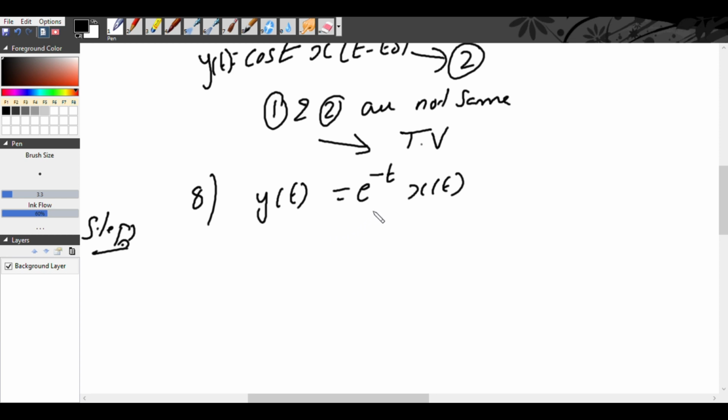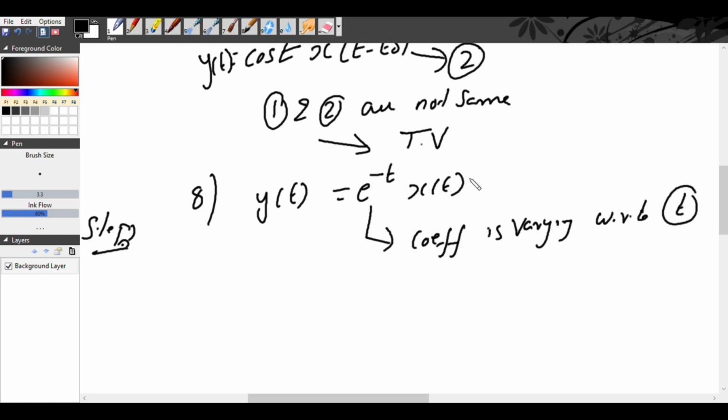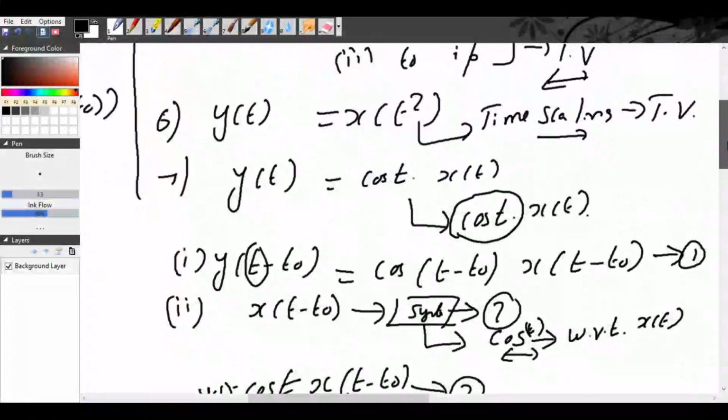Look, there is a coefficient. The coefficient e power minus t is varying with respect to time. This is the coefficient, and it is varying with respect to time. In the previous case it was the same. This is the coefficient, because the system multiplies the input with a coefficient called cos t. Here also the coefficient is depending on time.